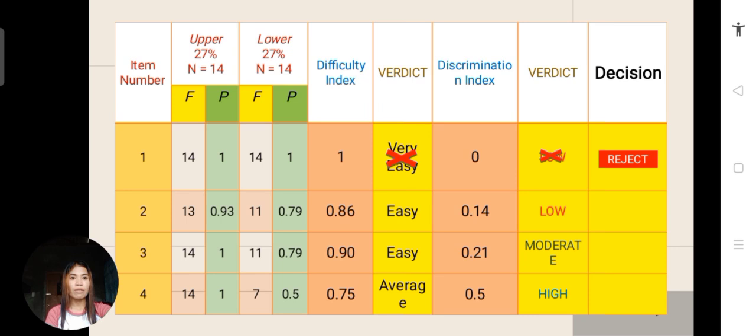And in item 2, we have a difficulty index of 0.86 and it is easy. And in the discrimination index, we have a value of 0.14. Since it is easy and low, this item would also be rejected. And in item 3, we have a difficulty index value of 0.90 and a verdict of easy. And in the discrimination index, we have a value of 0.29, which is moderate. Therefore, this item should only be revised. And in item 4, we have a difficulty index value of 0.75 and a verdict of average. And in the discrimination index, we have a value of 0.5 and a verdict of high. Therefore, this item would be retained.